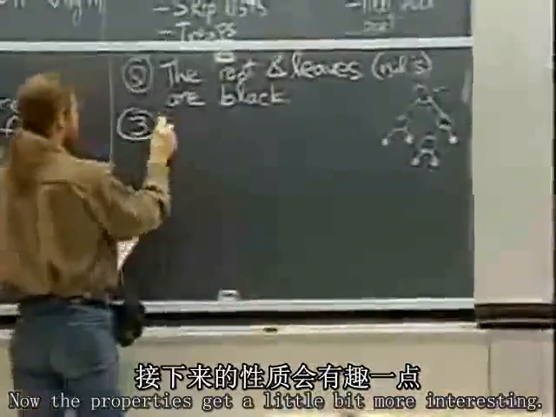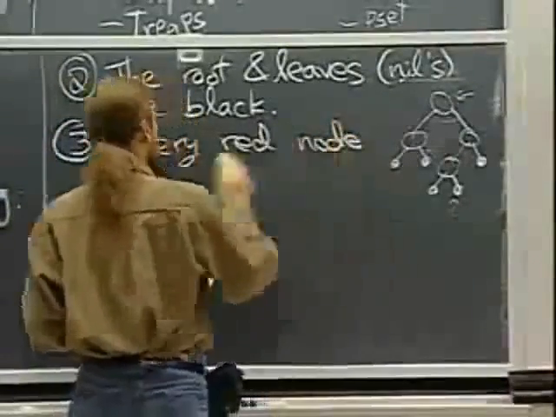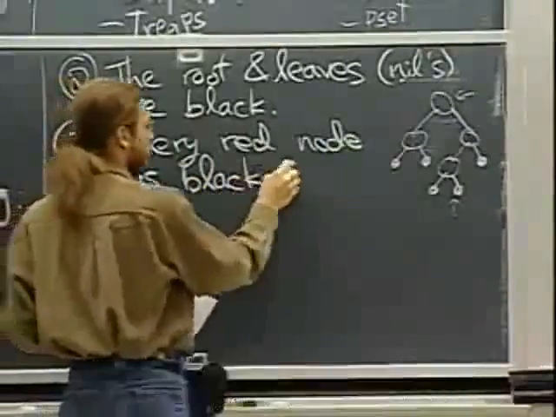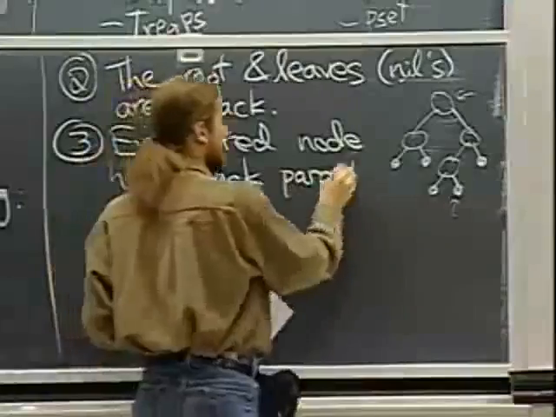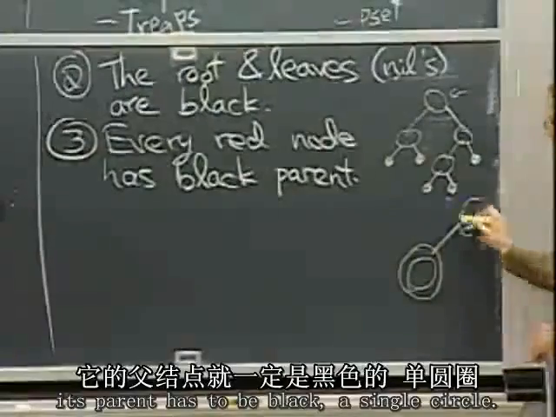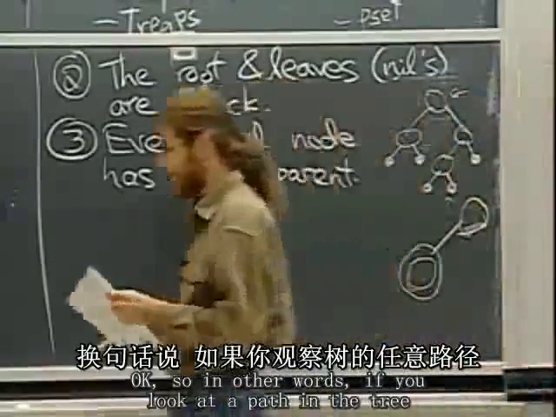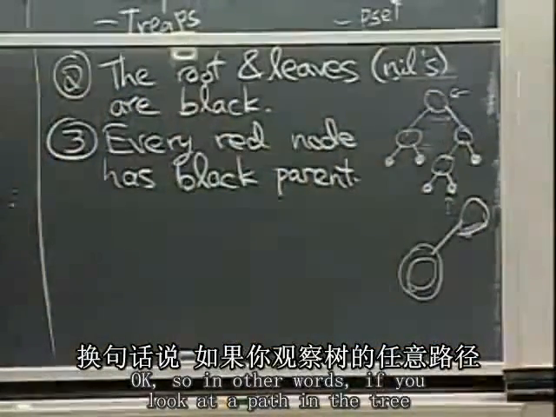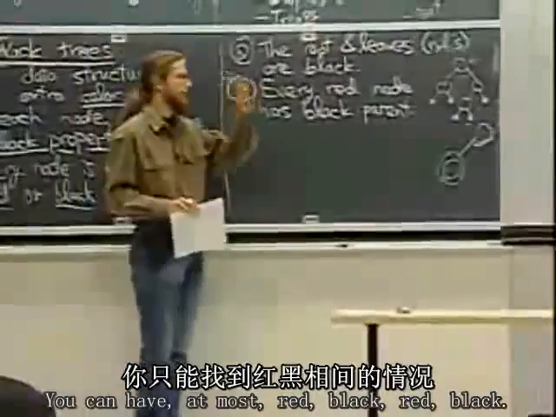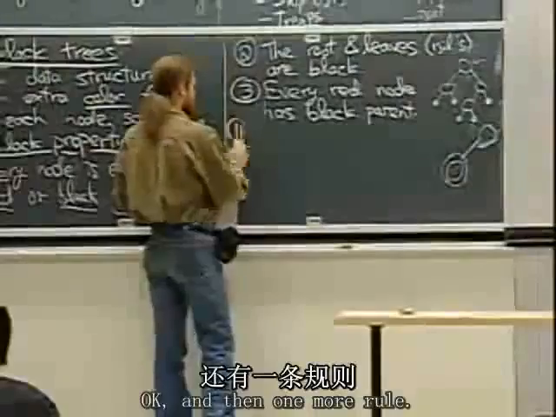Now the properties get a little bit more interesting. The parent of every red node is black. So whenever I have a red node, its parent has to be black, a single circle. Okay. So in other words, if you look at a path in the tree, you can never have 2 red nodes consecutive. You can at most alternate red, black, red, black. You can have several black nodes consecutive, but never 2 red nodes. Okay, and then one more rule.